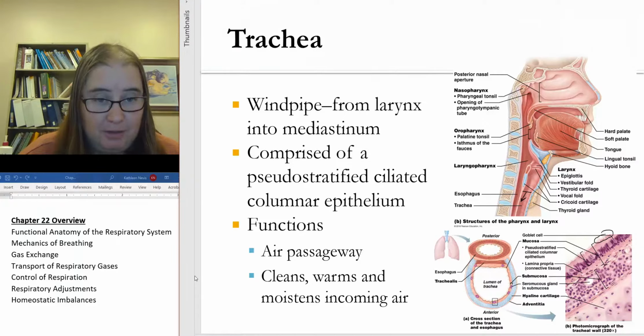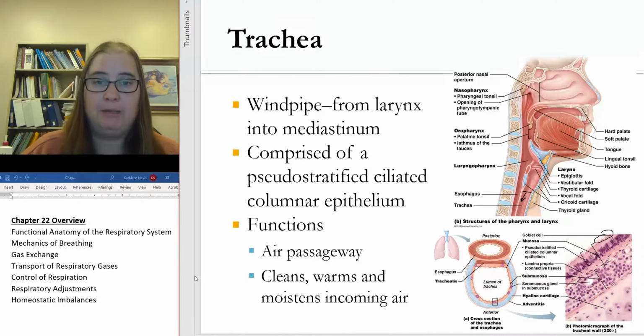So again, we can see this cross section here is the trachea. Here is the esophagus, which is our food tube, which is going to transport food down into the stomach. So the trachea, again, is an airway passage that cleans and warms and moistens our incoming air. Again, we see this common theme.